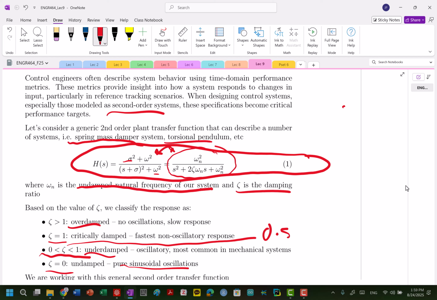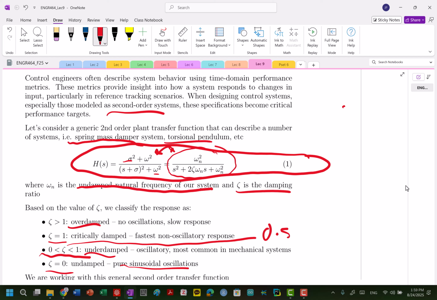So this is our transfer function. We're going to work with this, and we're going to see how we can relate some of these parameters to the values we want to hit, and vice versa. We might want certain time domain specifications, and we might need to tune some of those parameters in order to hit those.